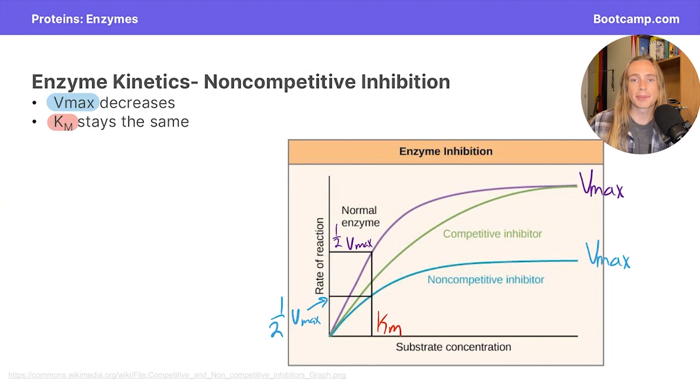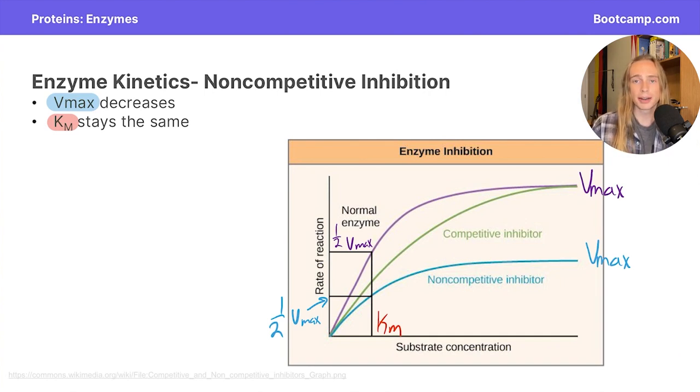When examining enzyme kinetics with a non-competitive inhibitor, we notice that the Vmax is going to decrease while our Km is going to stay the same. When examining this reaction plot, we notice that the Vmax for the non-competitively inhibited reaction is going to be decreased as compared to the normal enzyme. This is because this cannot be overcome by adding more substrate.